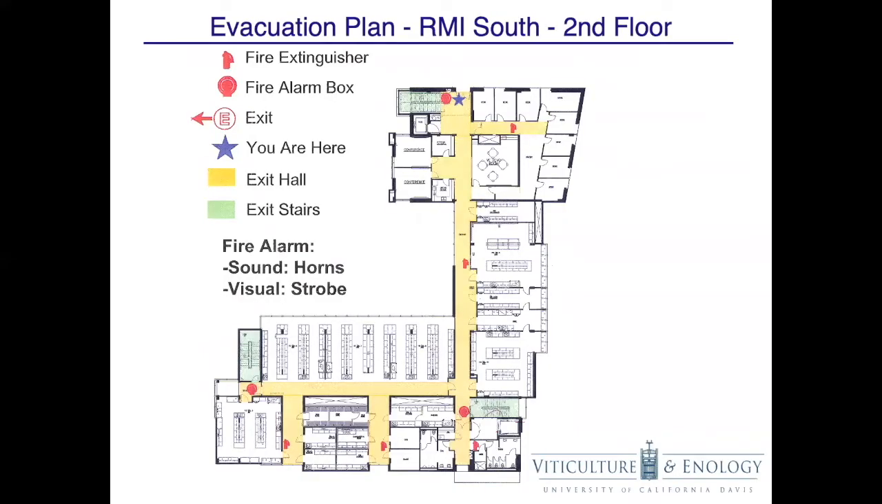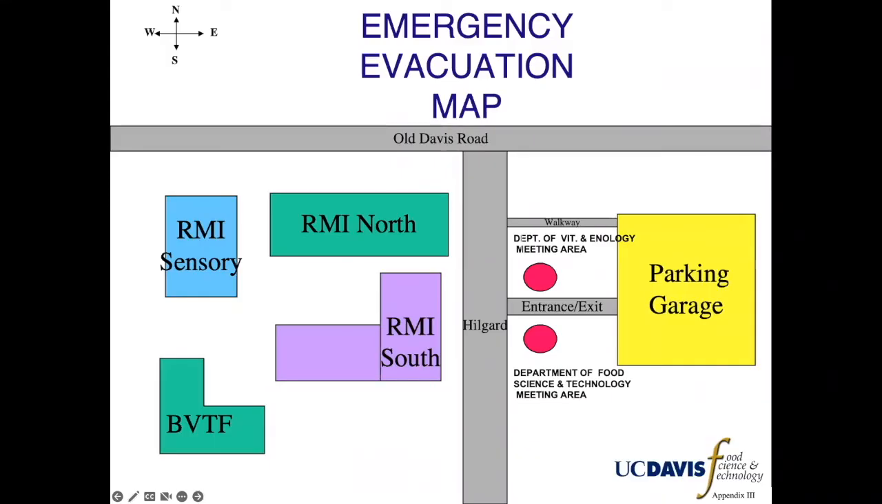Here's an example of a building evacuation map. These are posted at the entryway to each lab. This is the emergency evacuation map. This map is also located in the department EAP and at the entryway to each lab. It is simple, but details where to meet during an emergency evacuation of the complex. Members of the Food Science Technology Department will meet on the right-hand side of the parking garage if you are facing the parking garage.